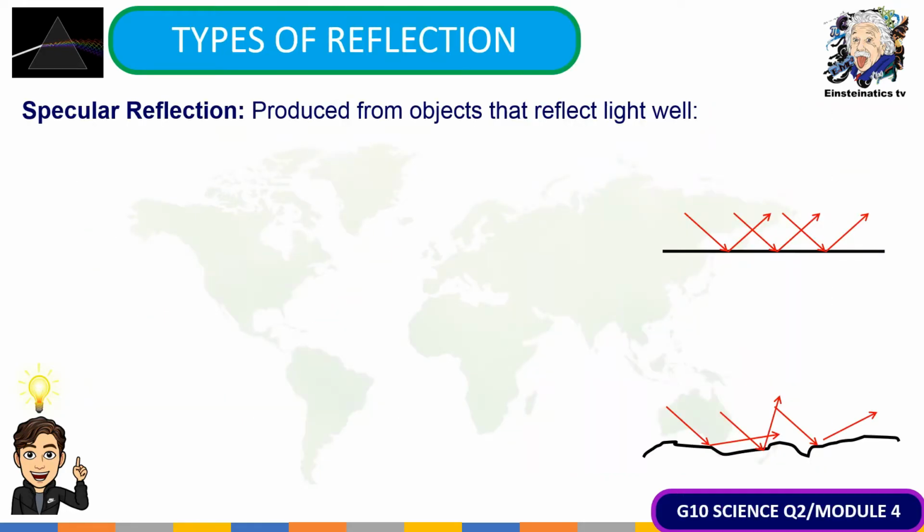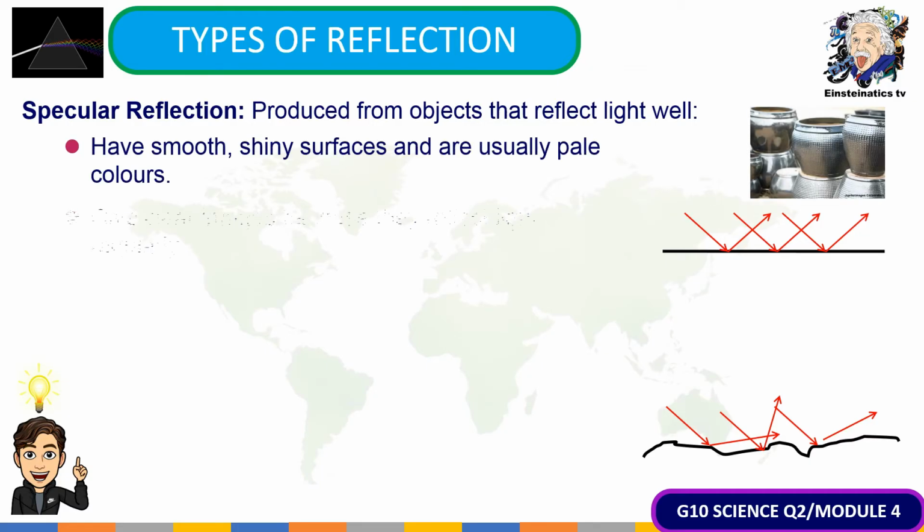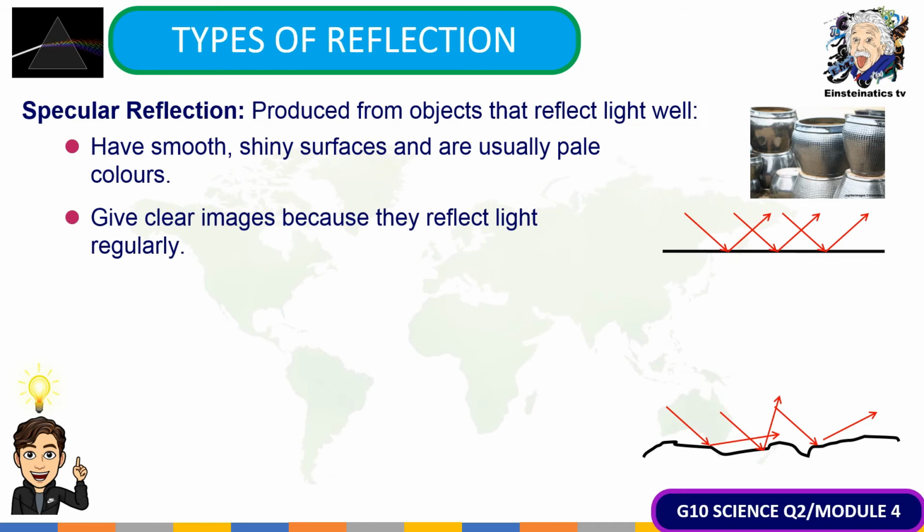This time, let us explore the two types of reflection. Yung una ay yung tinatawag na specular reflection. Ito yung type of reflection na pinoproduce ng mga bagay na makinis. So you will know that it is a type of specular reflection because these are produced from objects that reflect light well. So, as you can see, for an object to have a specular reflection, it must have a smooth, shiny surface and are usually pale colors. And a specular reflection gives clear images because these objects reflect light regularly.